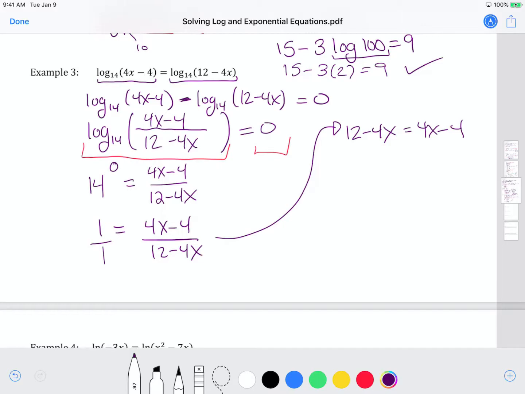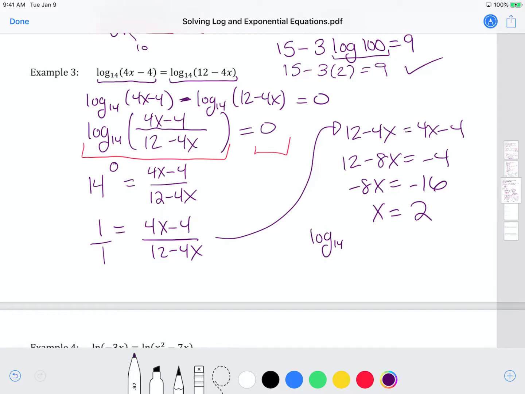So I'm going to subtract 4x from both sides. I'm going to subtract 12 from both sides. So x is going to be 2. Now we have to go back in and check it though.